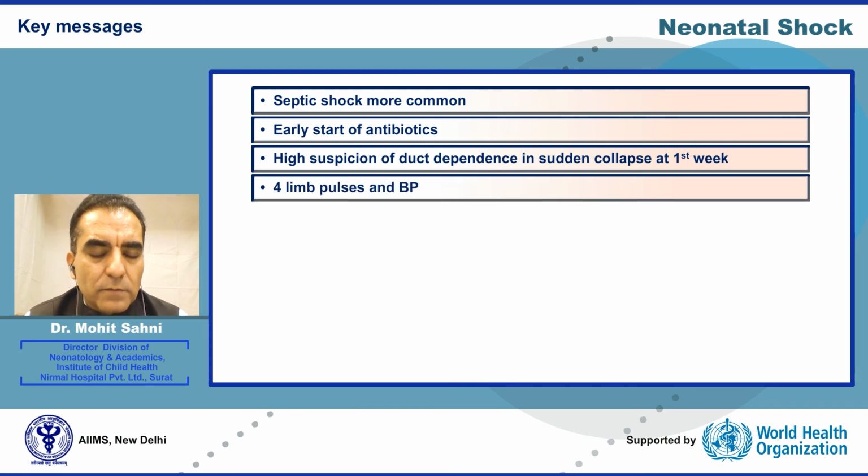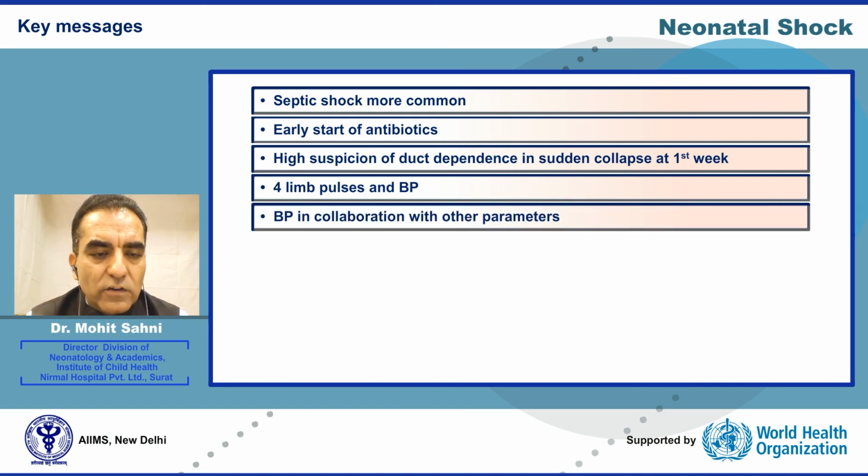Whenever you are palpating pulses and doing non-invasive blood pressure, make a habit of doing it in all four limbs, especially upper and lower limbs. Check pre-ductal saturation in the right hand and post-ductal SpO2 with the probe on either of the lower limbs. Blood pressure is not the sole component to define shock, and not the sole thing to monitor while managing shock. It has to be correlated with other clinical parameters.